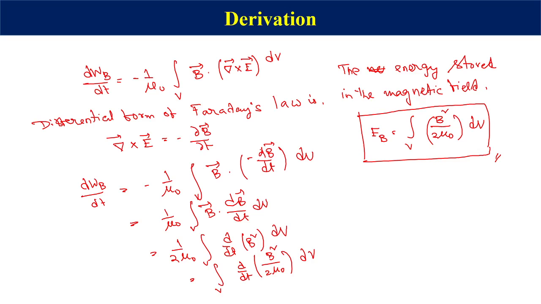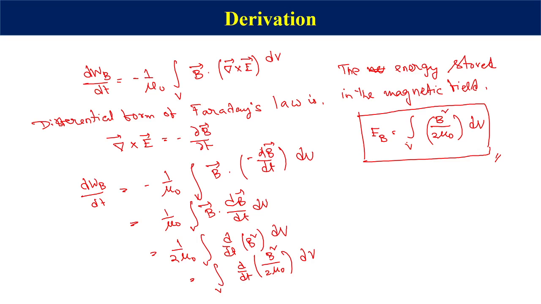Many a times we are interested in the expression, what is the energy stored in a magnetic field per unit volume? That means what is the energy density of the magnetic field? This is a question sometimes asked. If it is the case, then if you consider this B square upon twice mu naught to be constant, it comes out of the integration sign and you will remain with the integral of dV, which will eventually give you the total volume.